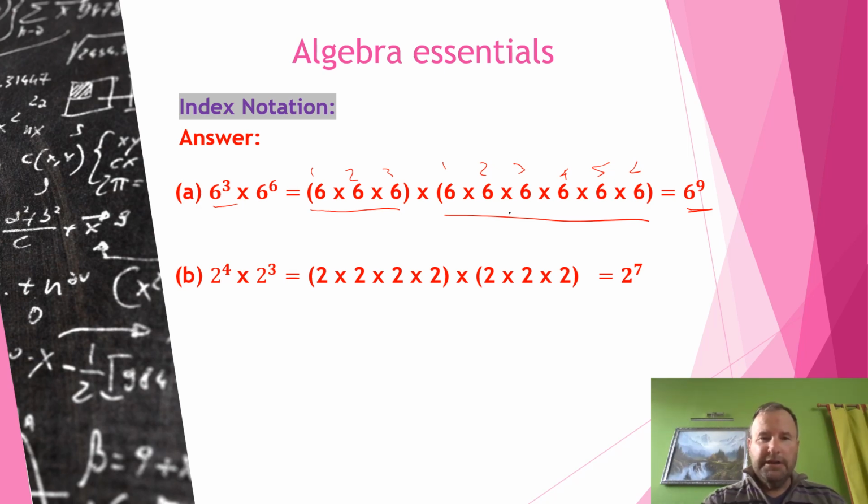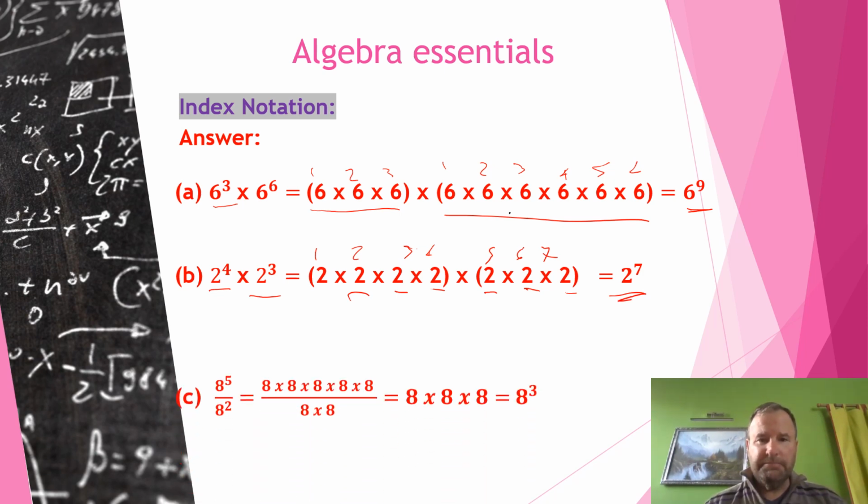Next one here, again, we expand it out in the powers of, or power numbers of 2 here. Second, third, and fourth number, and then for the second one, 2 to the power of 3 is 3 of them. When you add it all together, there's 1, 2, 3, 4, 5, 6, 7. Hence the answer 2 to the power of 7 in index notation form.